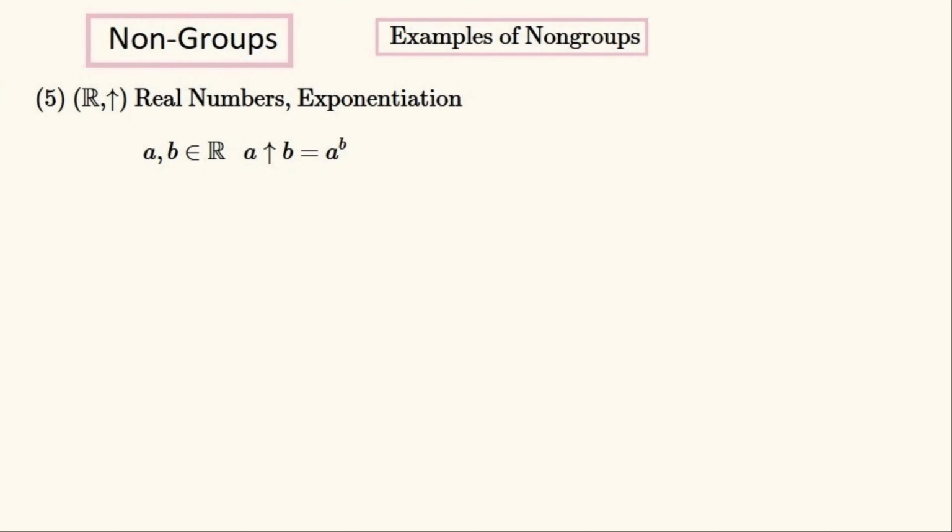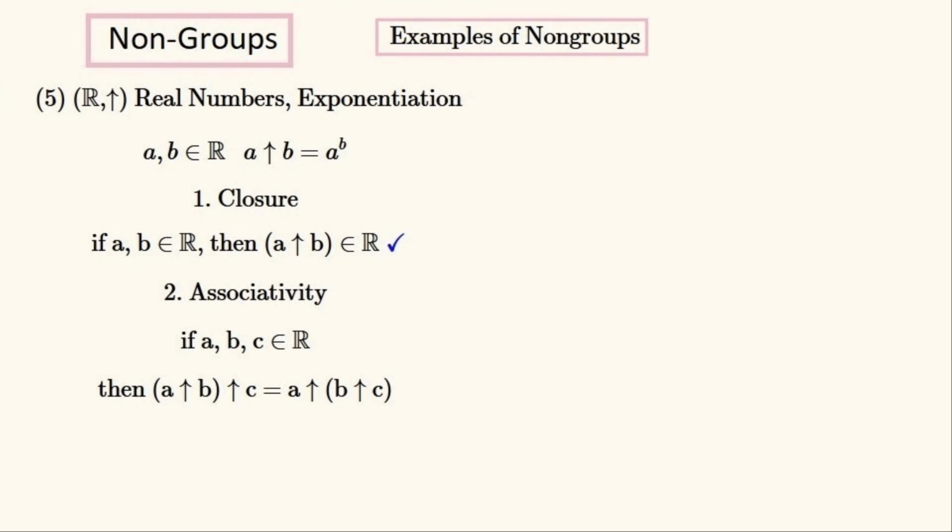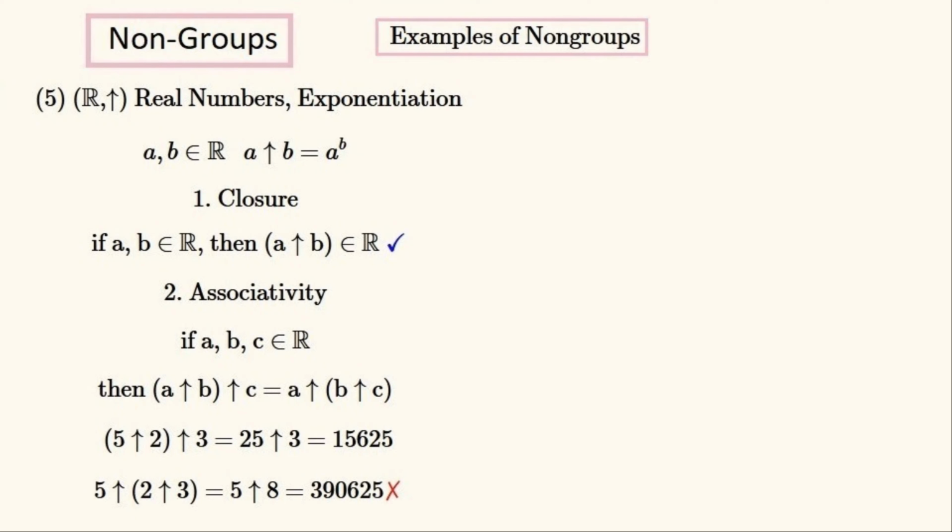We can write this operator with an up arrow, and it obeys the first axiom trivially. Now to check if it obeys associativity. We can use an example to prove that it doesn't. If we put the brackets around the first two numbers, we'll get this value. But if we put them around the last two numbers, we'll get a different number. Therefore this number system is not associative, and therefore not a group.